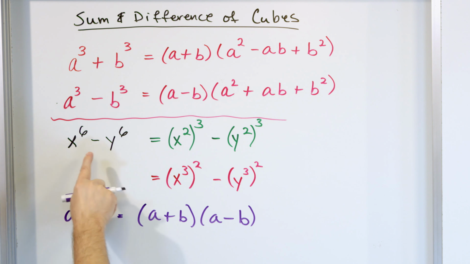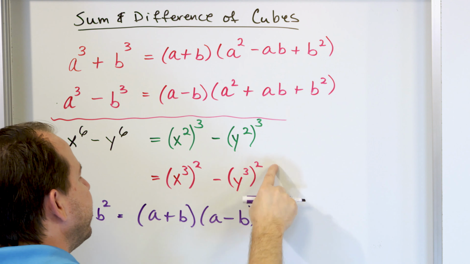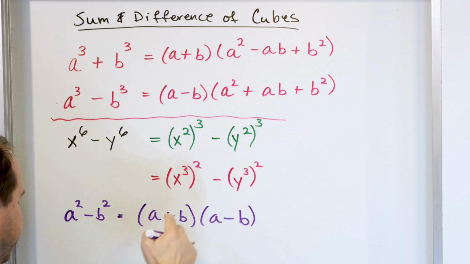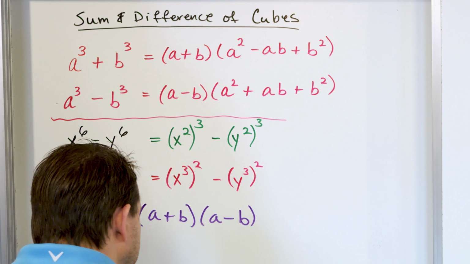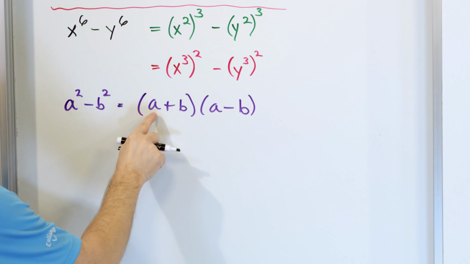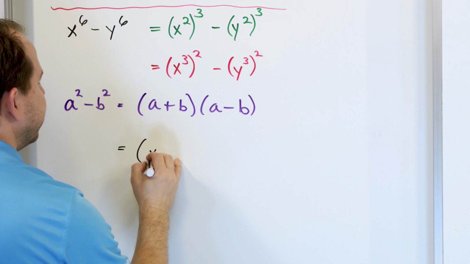But now we know that in this example, I have something squared minus something squared. It's just that the a term happens to be x cubed, and the b term happens to be y cubed. So in order to use it, we're going to just plug it in like this. To use difference of two squares, we have to know what a is. A is x cubed.